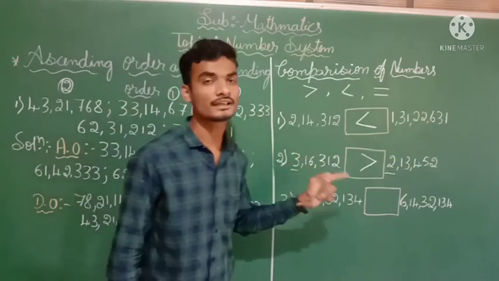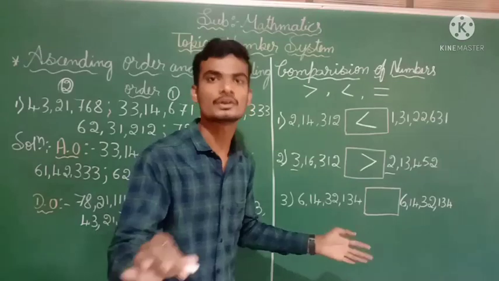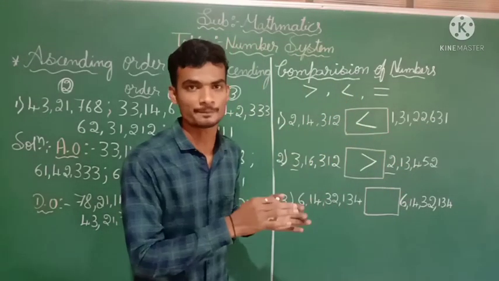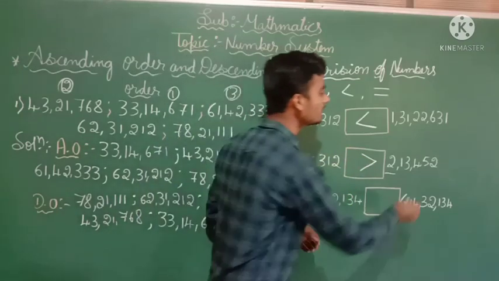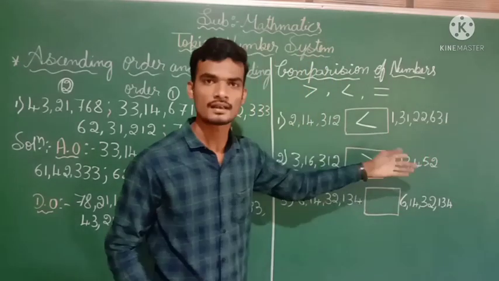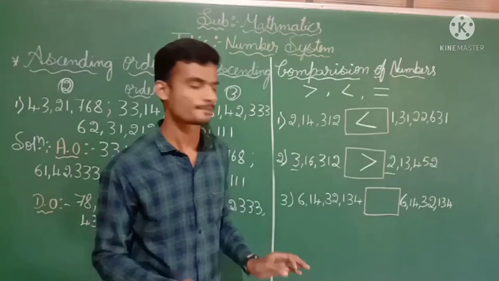You should not get confused. The numbers may get confusing while you are reading, but you should not get confused. You have to divide the numbers according to the system. If you are getting confused, write the place values: 1, 10, 100, thousand, lakh. If you write that, you will never get confused.